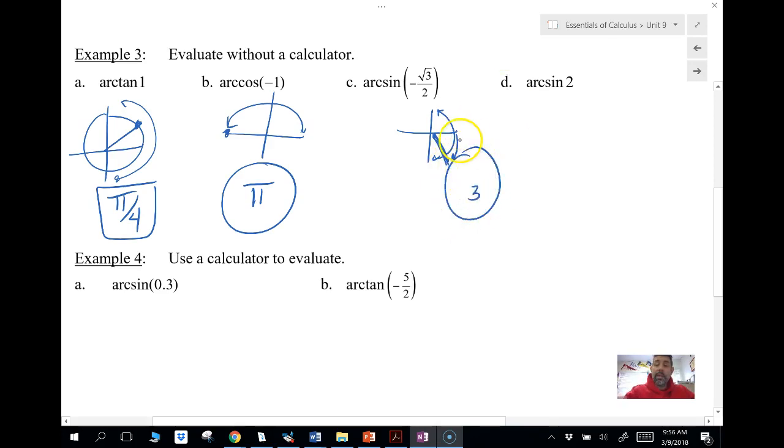Again, we can't say in the unit circle this is going to be 5 pi over 3. It's going to be negative pi over 3. We got to go down.